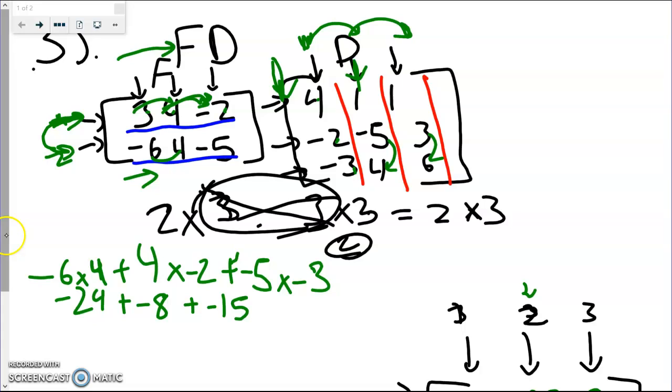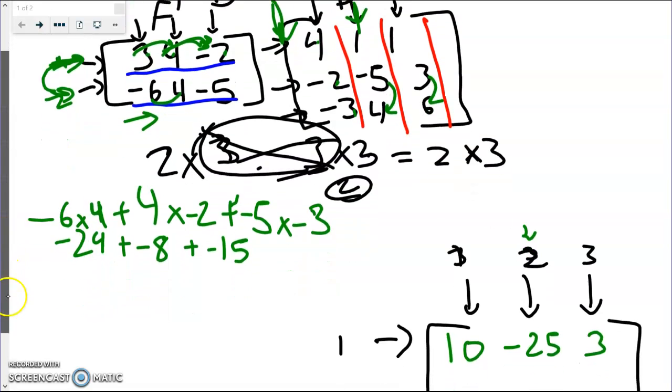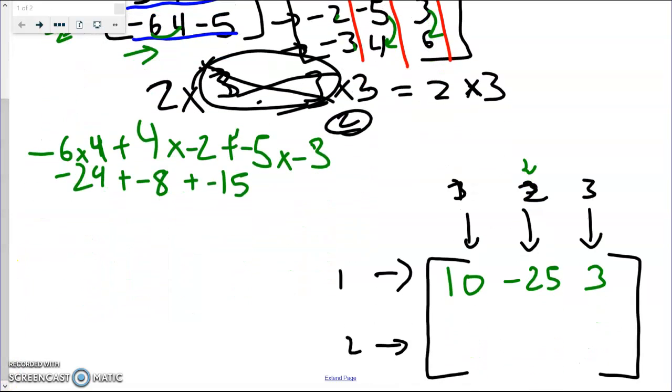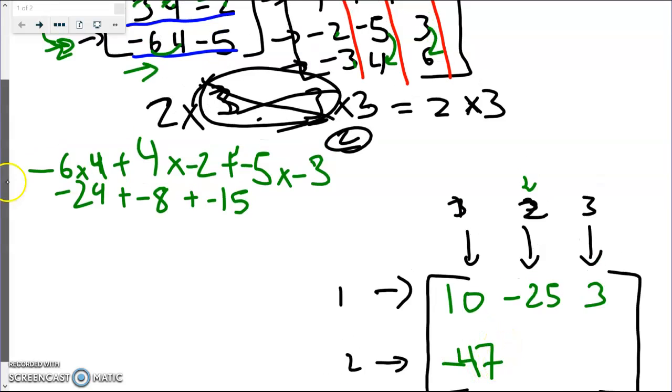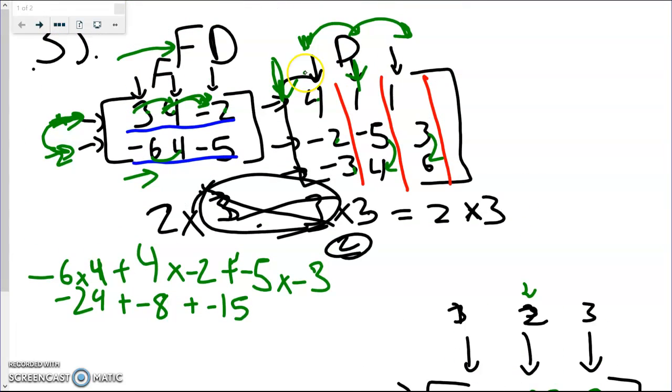So I'm going to bring this down here as I go down there. Remember, I'm dealing with the second row in my first column, so it's going to be negative 47 below the 10 there. I'm done with this column here. I move on to the next one, all right?